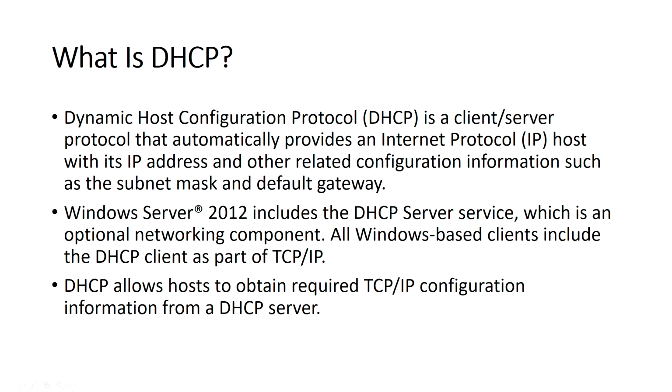Windows Server 2012 includes the DHCP server service, which is an optional networking component. All Windows-based clients include DHCP client as part of TCP/IP. So every client operating system is DHCP enabled. Every Windows client is DHCP enabled. When we say a system is DHCP enabled, what does it mean?